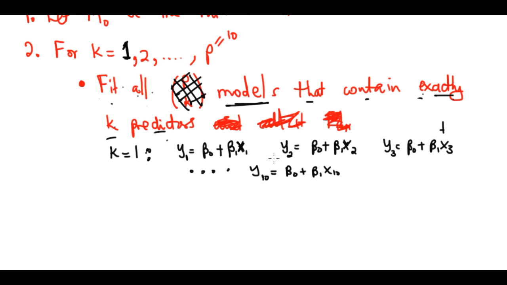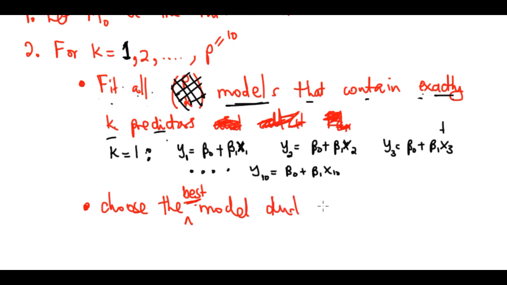Then the second step, the second step inside this for loop, after we fit all these models, we're still doing k equal to 1. After we fit all these models, we now choose the best model and call it mk, right? Choose the best model and call it mk.